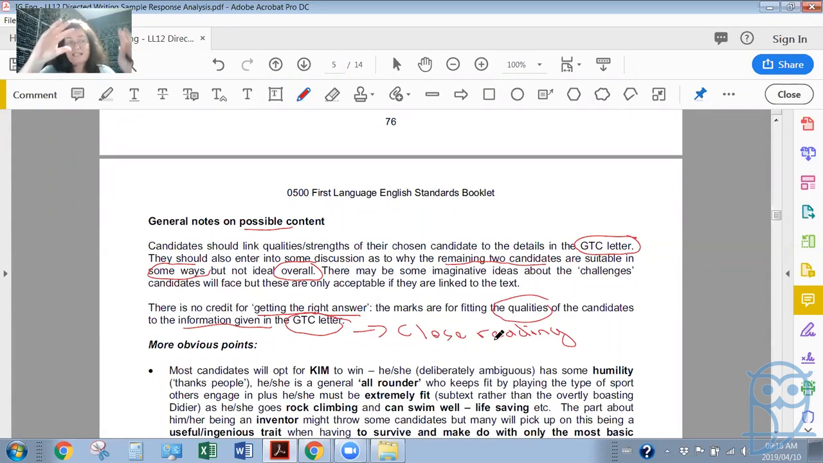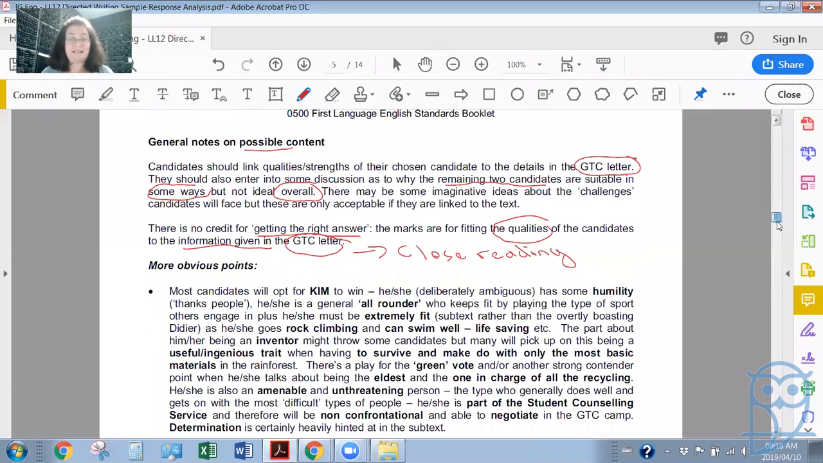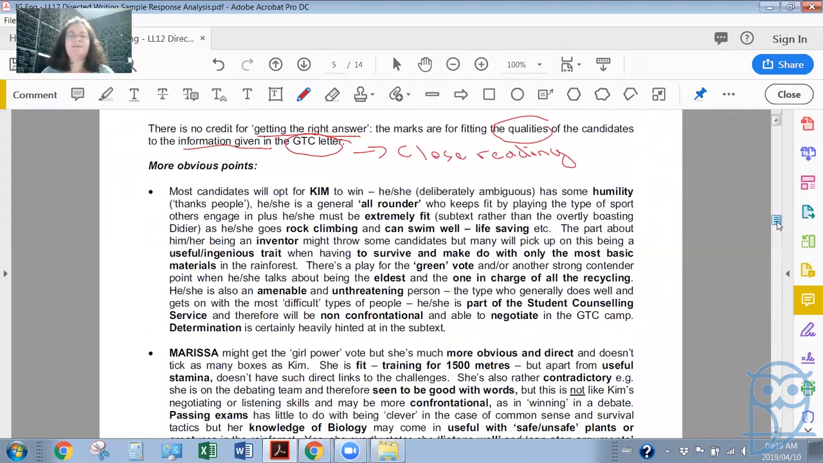Can you match up the qualities of the candidates to fulfill what the GTC leaflet is looking for? So they'll give you a bit of explanation, and obviously you're going to send me a web chat message on the main chat system to request this lesson, so that you can have a look at how candidates went about choosing the candidates. I can just read the first line of each one. Most candidates will opt for Kim to win, he or she.